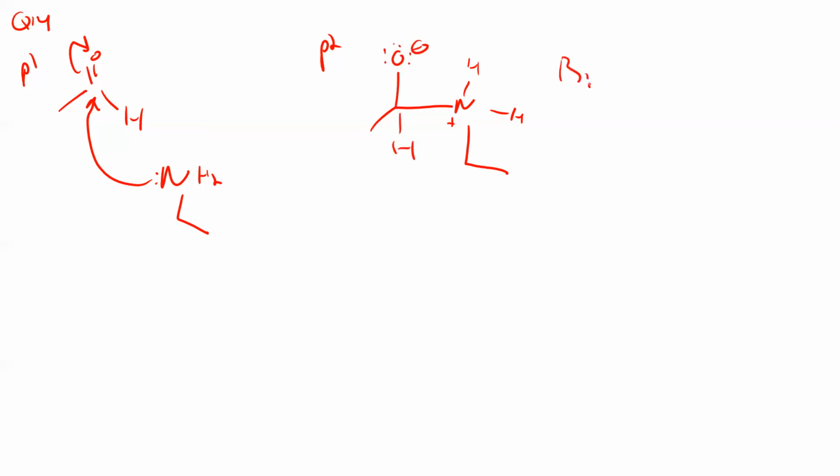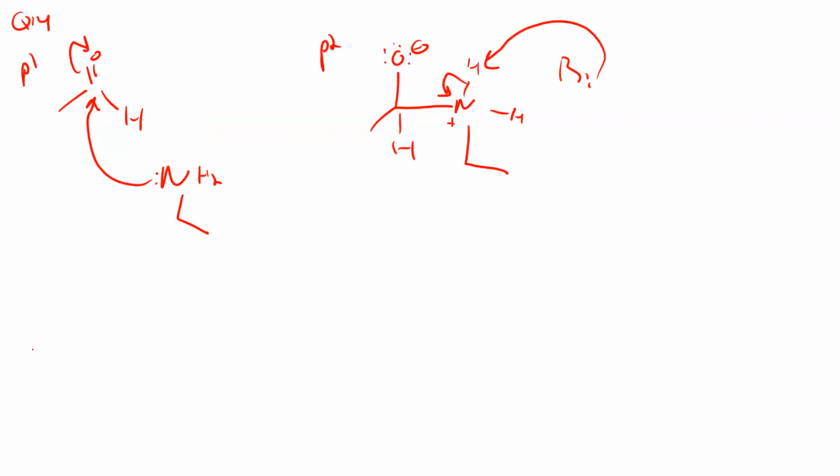Let some type of base come in. I'm going to take this. It's going to put the lone pair of electrons right here. Now this base will be protonated. So I don't know why it does that. So we have that for part 3.